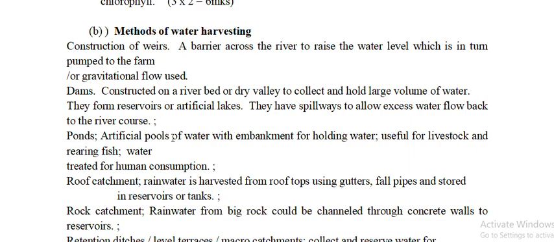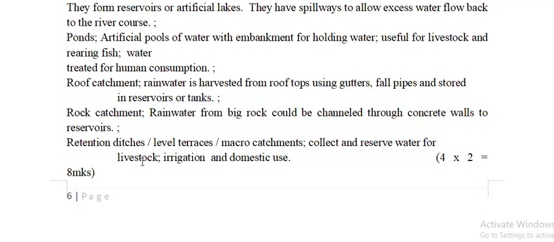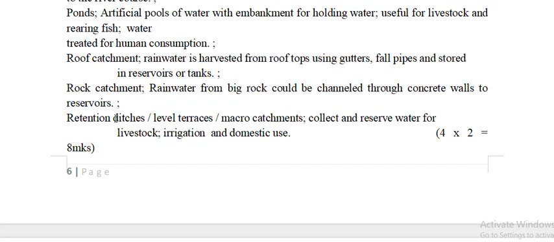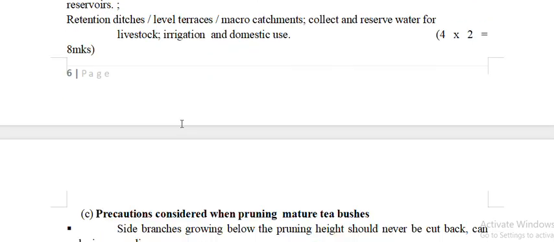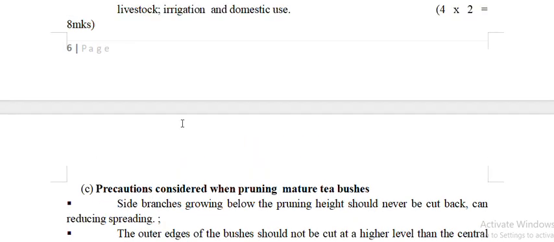Then ponds, there are artificial pools of water with embankment for holding water. They're useful for livestock and rearing fish. Then roof catchment, you can harvest rainwater from rooftops using gutters or pipes and stored in reservoirs or tanks. Then rock catchment, rainwater from big rocks could be channeled through concrete walls to reservoirs. Then retention ditches or level terraces or macro catchments, they collect and reserve water for livestock, irrigation, and domestic use.